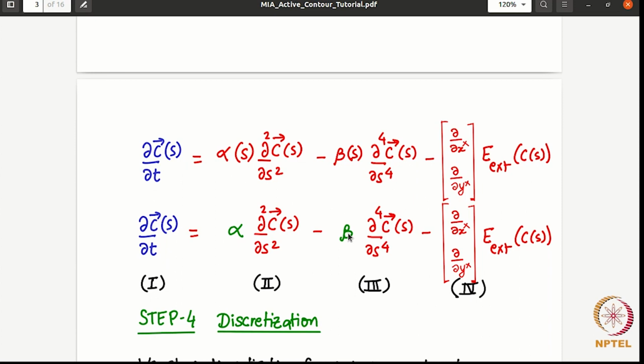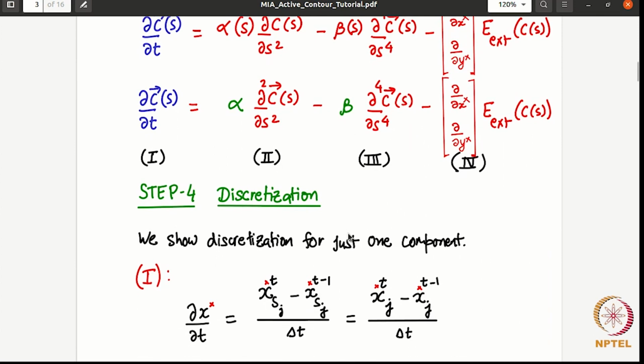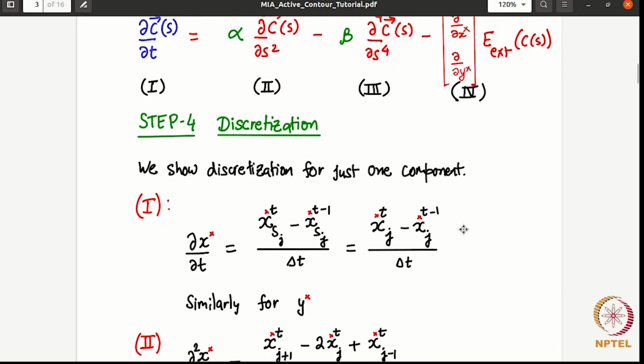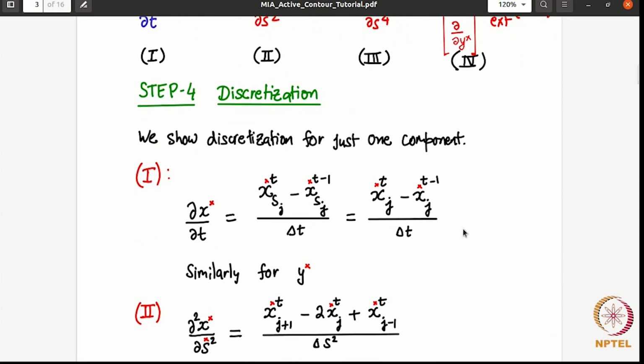So now we will discuss its numerical solution. Before that, please note that we are using x star, y star to represent snake coordinates, and they are different from Cartesian coordinates x, y, right? For example, here you can see the gradient in the 4th term is taken with respect to snake coordinates and not Cartesian coordinates. Okay. Now, when it comes to discretization, we will show discretization only for one component, but the second component will also be similar. So, for example, we start with the unsteady term.